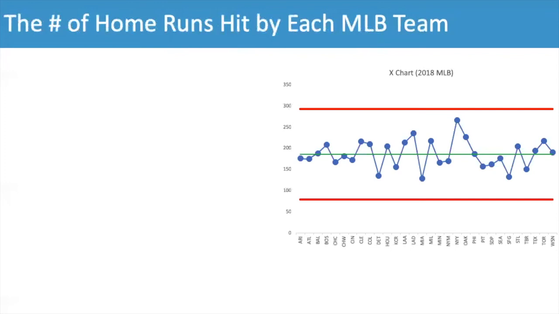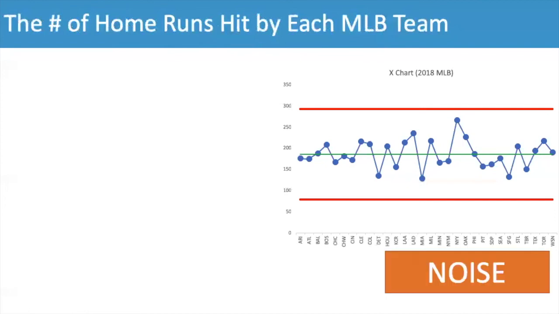The team that hit the most home runs last year was the New York Yankees. They hit 266 home runs or so. There's a big difference between them and the Miami Marlins. The Miami Marlins hit, I think, about 120 home runs. But each of these teams are within the realm of noise.